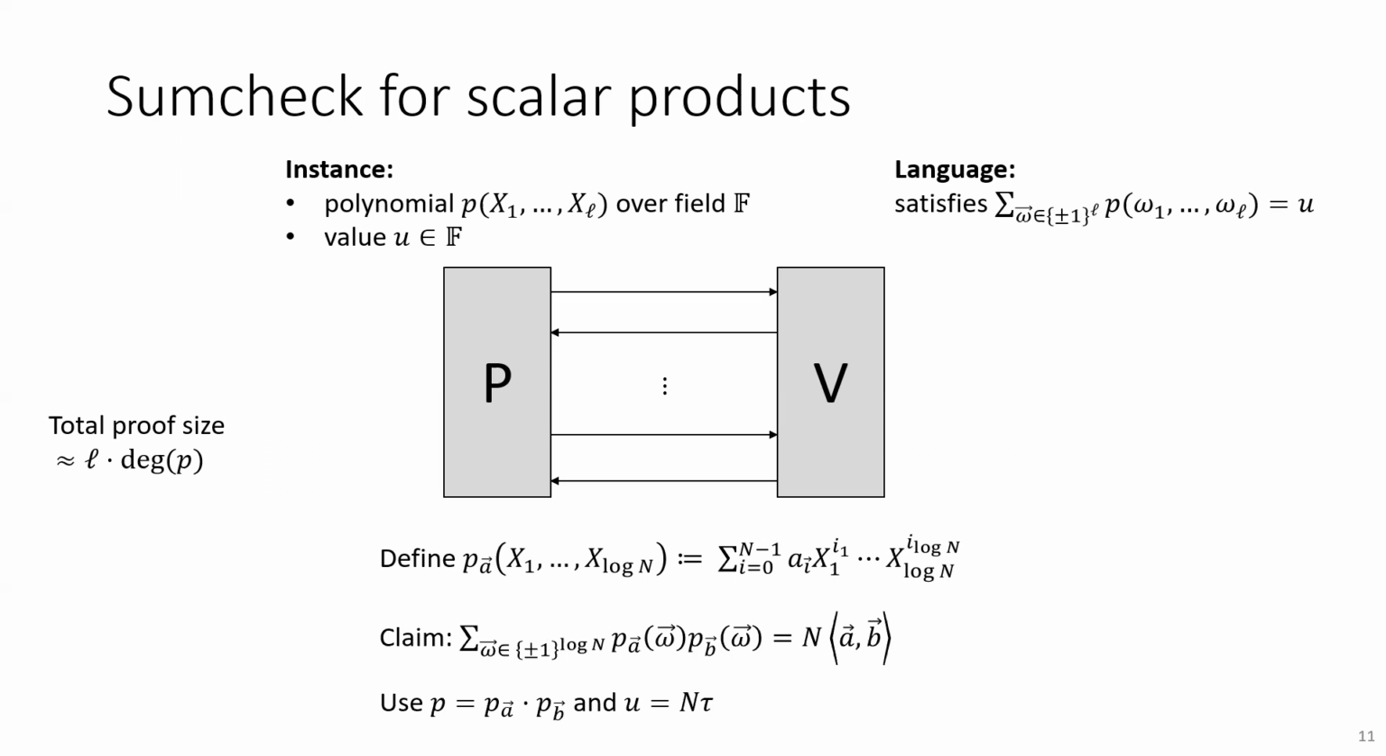So coming up next, I'm going to explain why this claim is true. And then we're going to talk about how this sum check protocol can be made space efficient, and why the prover doesn't have to use that much memory.